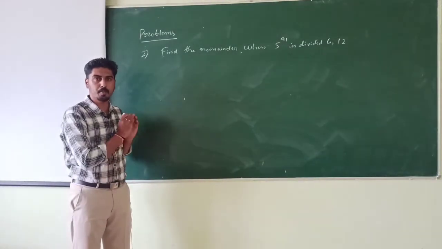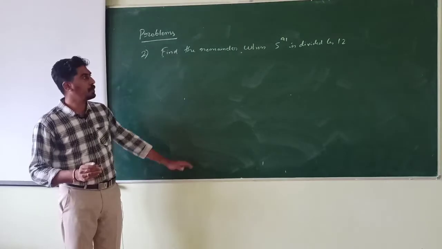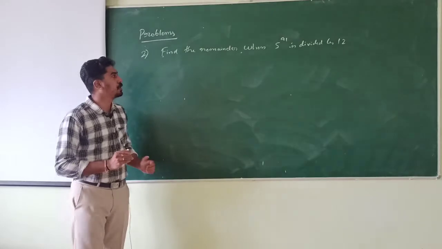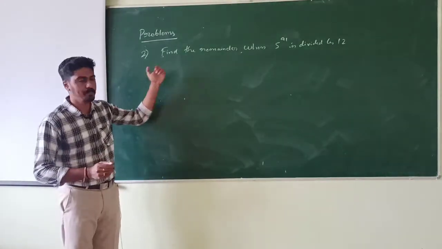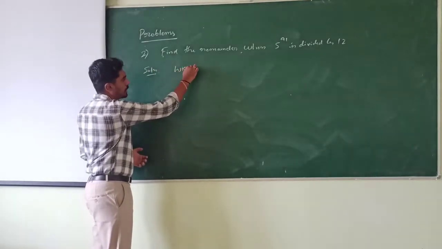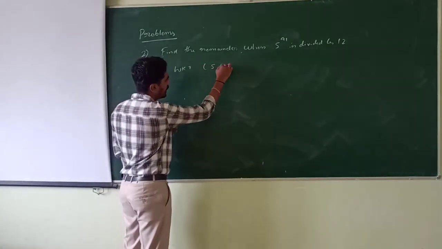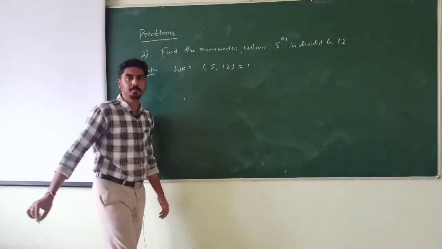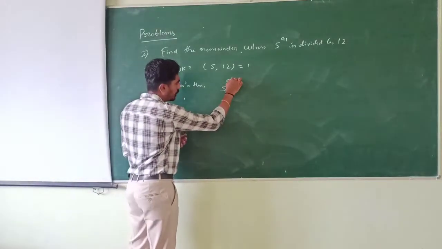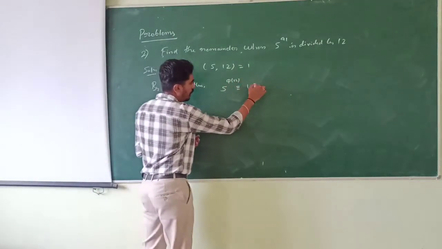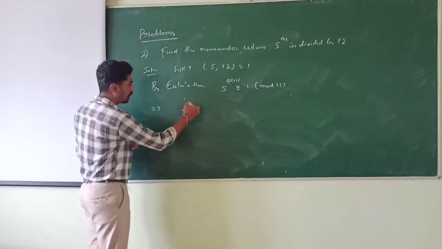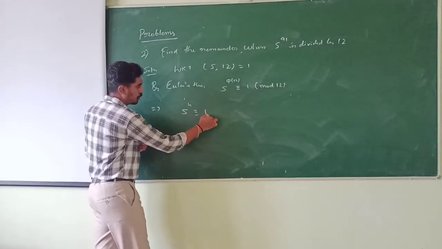Now consider the next problem. Find the remainder when 5 power 91 is divided by 12. Again, I am going to use Euler's theorem to solve this problem. Solution. First, we know that the GCD of 5 and 12 is 1. So, by Euler's theorem, 5 to the power of phi of 12 is congruent to 1 modulo 12. That is, 5 to the power of 4 is congruent to 1 modulo 12.